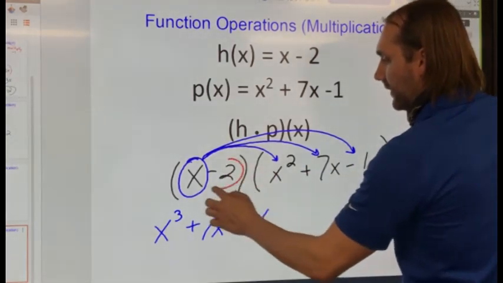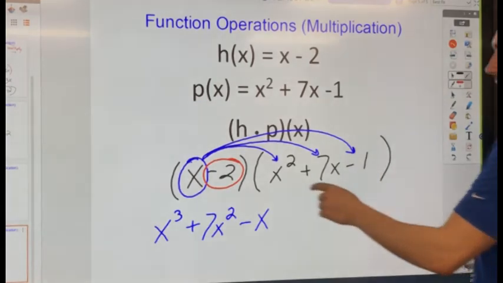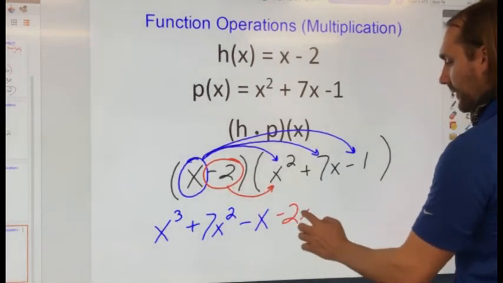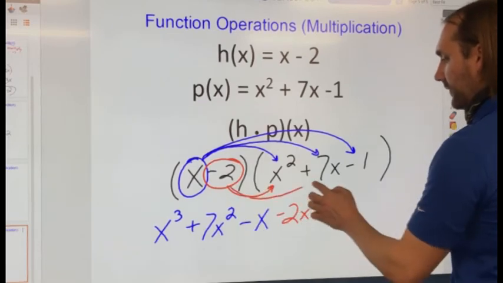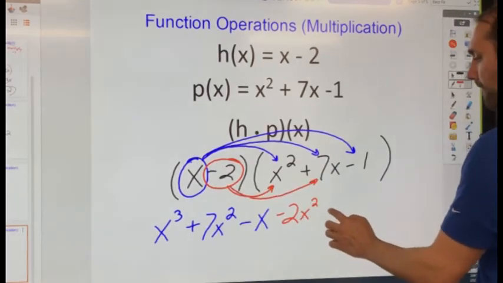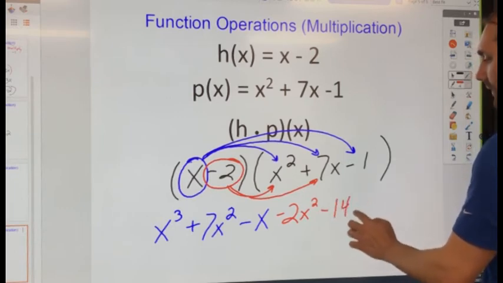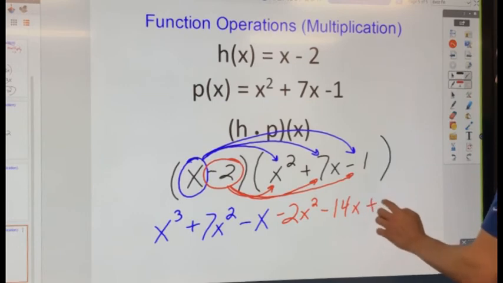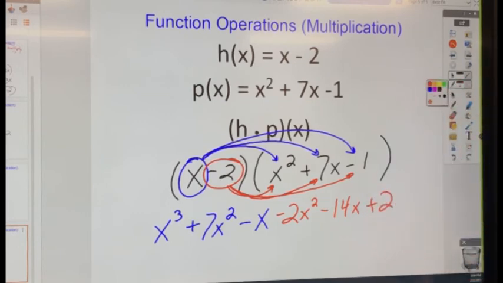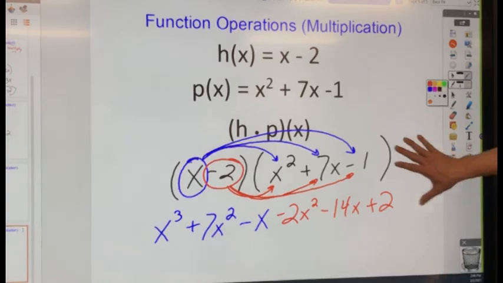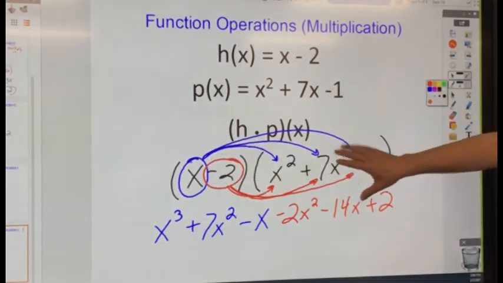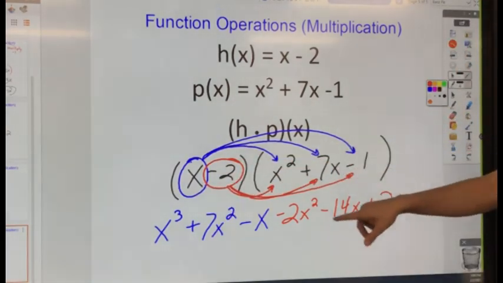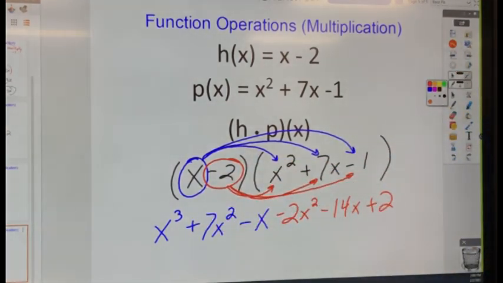Now let's look at negative 2 and multiply that by everything on the right. So negative 2 times x squared, negative 2x squared. Negative 2 times 7x is a negative 14x. And negative 2 times negative 1 is a plus 2. So did y'all follow that? Everything on the left must be multiplied to everything on the right. If I had 3 terms here, I would have to multiply all 3 of those to all 3 of these. I would have 9 total terms down on the bottom.